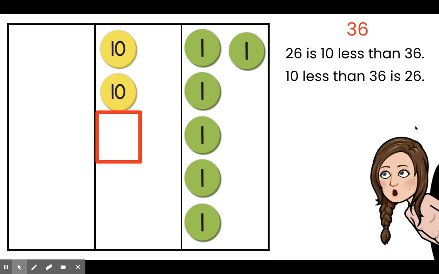Because we took away a 10, we're now subtracting. Let's write a number sentence or equation that shows what we just did. We started with 36 and we subtracted 10. Now we have 26. 36 subtract 10 equals 26. We could also write it this way. 26 equals 36 subtract 10.